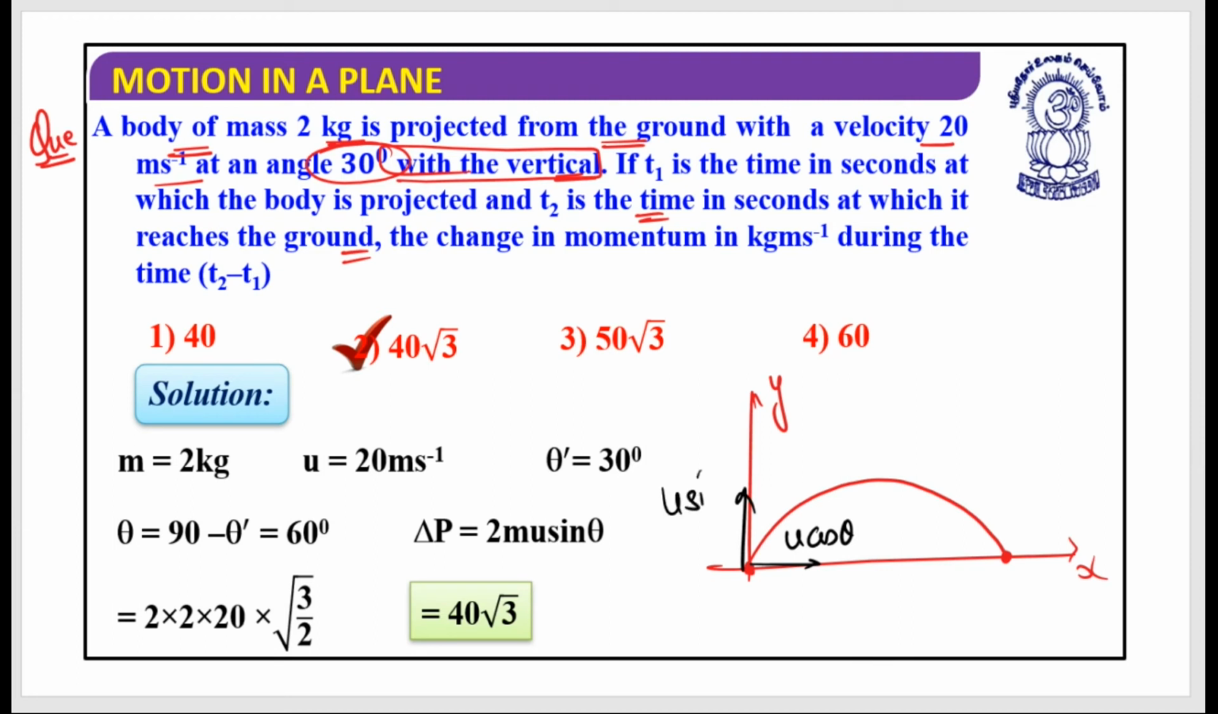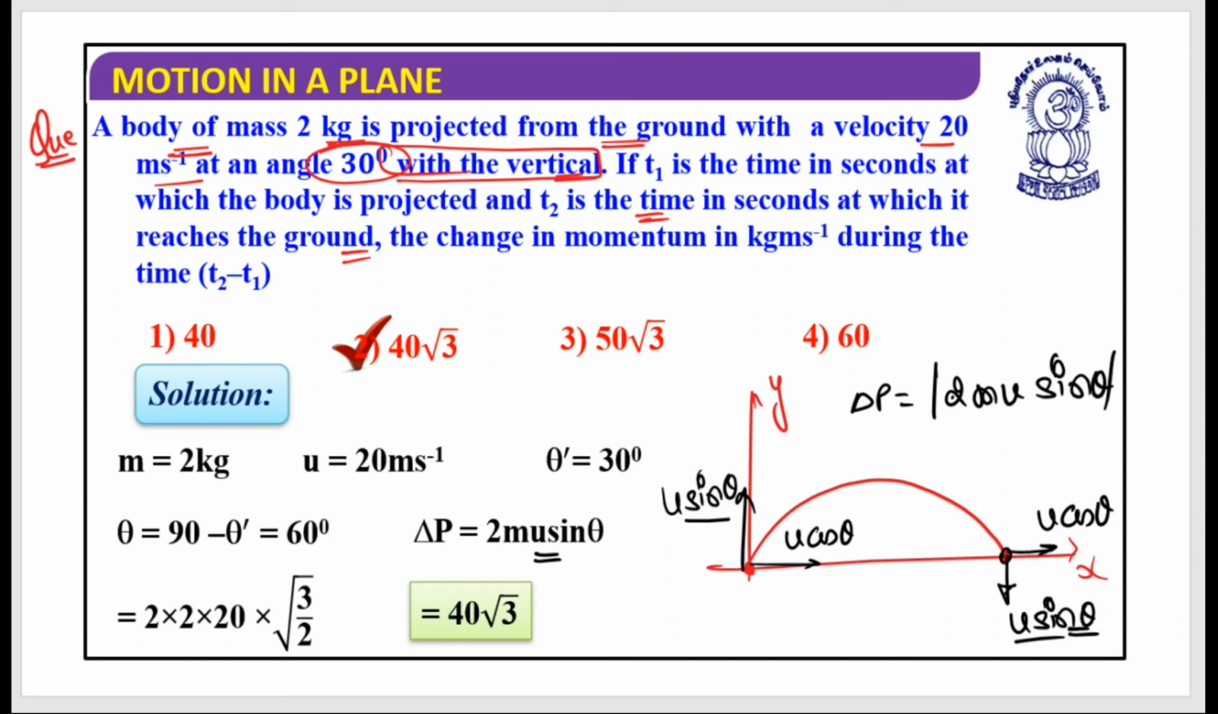This is u sin theta. Again, this is u cos theta. This would be the u sin theta. So if I'm going to find out the delta p, then I can have it in u sin theta and u sin theta. This is going to be, in magnitude, 2m u sin theta, and this u cos theta has gone.